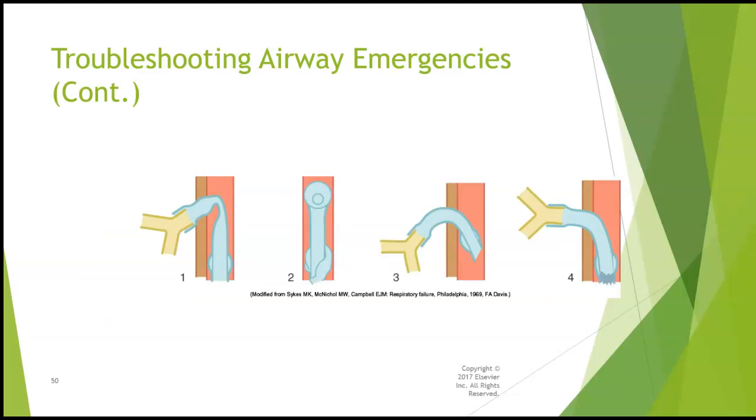Okay, so this is just a nice picture that demonstrates this. This would be kinking or biting of the endotracheal tube causing this obstruction. This is a picture of what a tube herniation would look like. This one, number 3, is the tube up against the tracheal wall. And finally, number 4, this is the obstruction from mucus plugging.